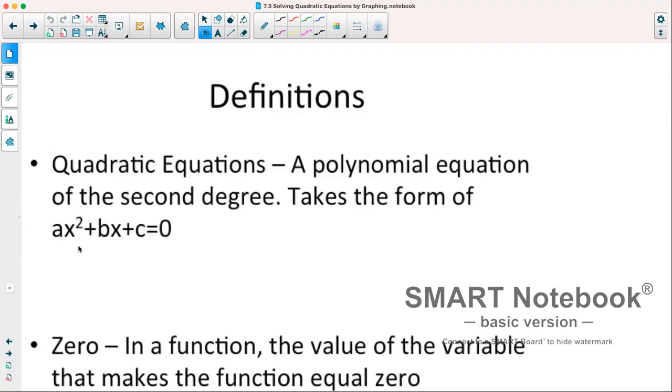It takes the form of ax squared plus bx plus c equals 0. A reminder that a cannot equal 0, because if a equals 0, that means we no longer have our x squared term. Instead, we'd have bx plus c, which is a linear function.